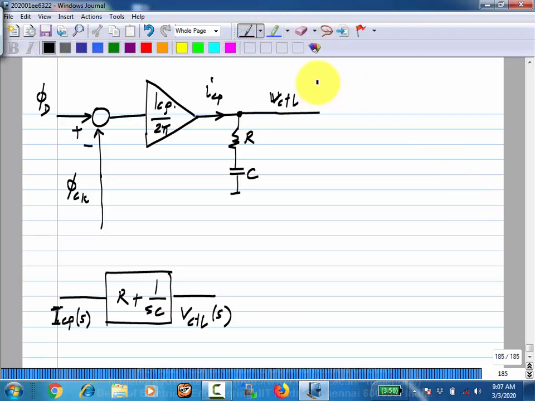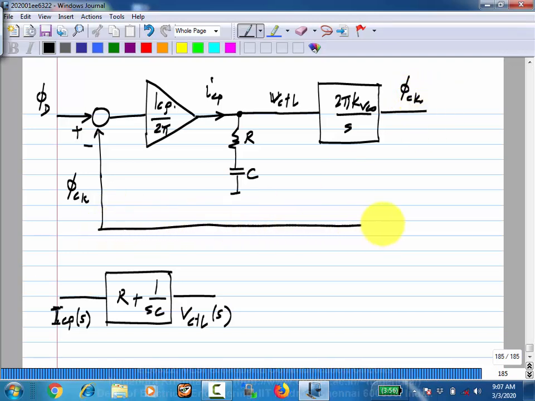And if I express that in the S domain, it becomes 2 pi kVCO by S. Okay, so this is the incremental model of the VCO. You would have seen this, but this is the reason for it. And then you get phi ck. I can also call that phi out. So that is the output phase. Okay.